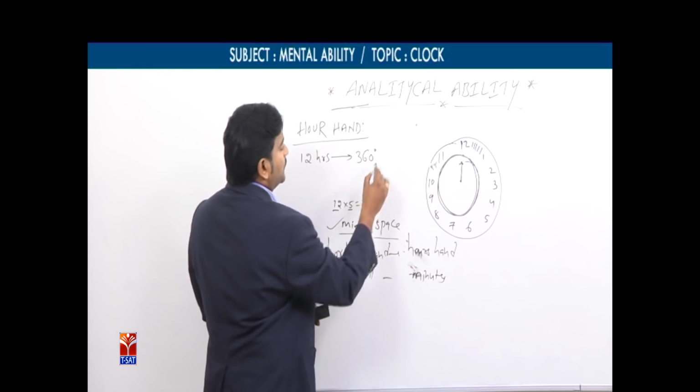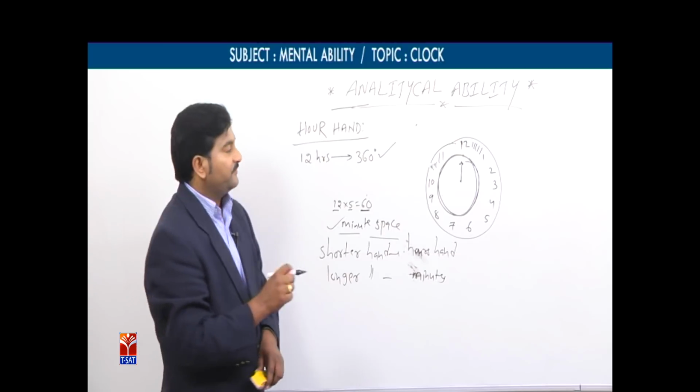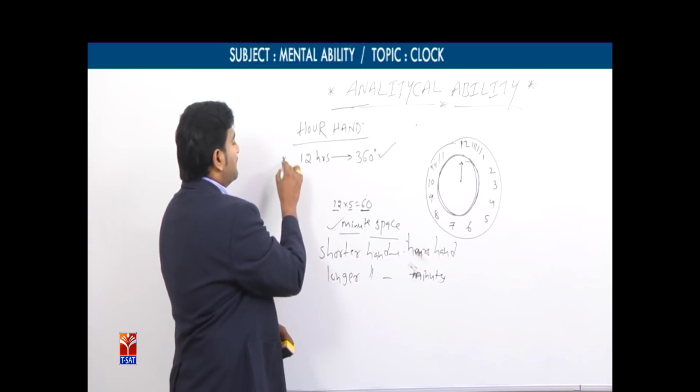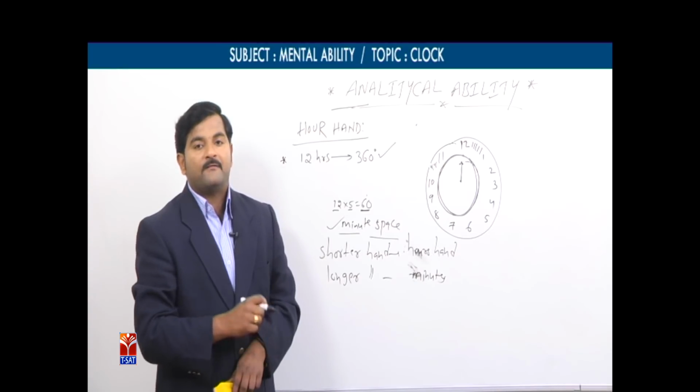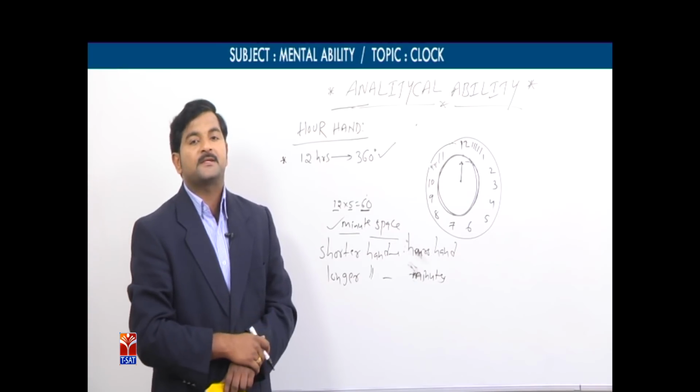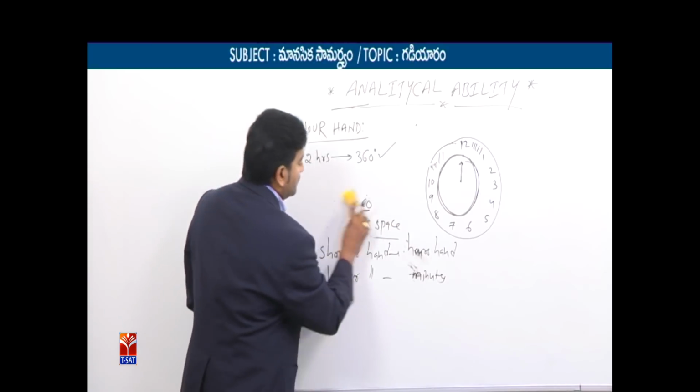So as already told you, a circle has 360 degrees. That's why, from the hour's hand, we can make one starting point. That is, in the span of 12 hours, the hour's hand makes 360 degrees. This is a very important point regarding the hour's hand.